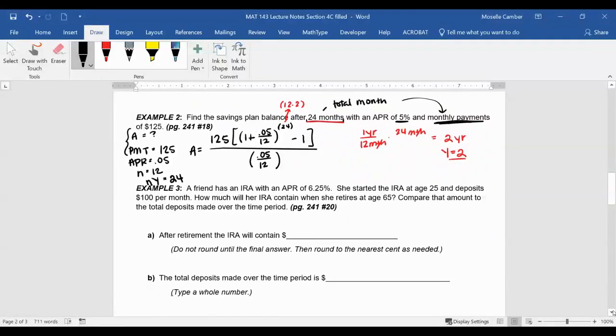Okay, so I'm going to put everything from the parenthesis on in the calculator. And I end up getting 125 times, and I didn't write that down, so I have parenthesis 1 plus 0.05.